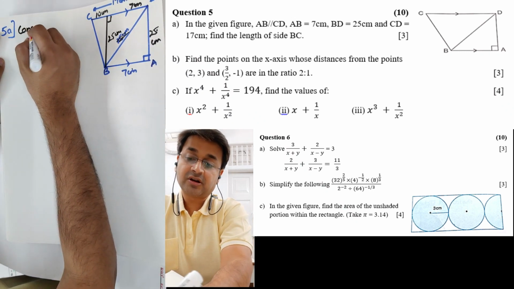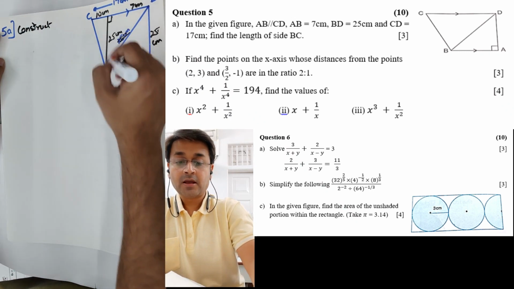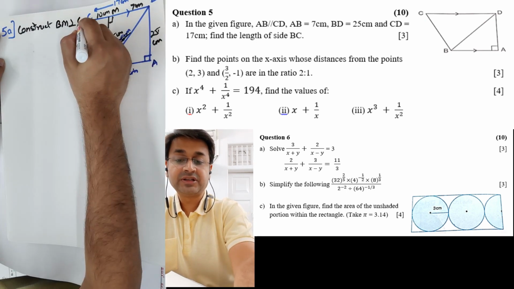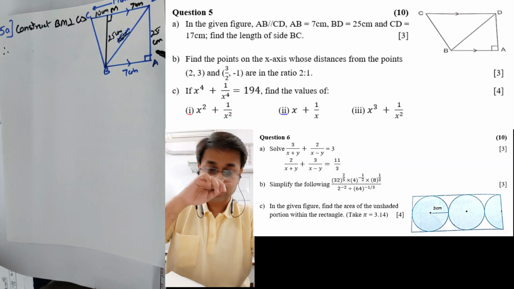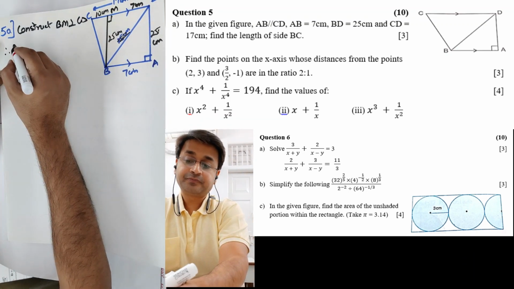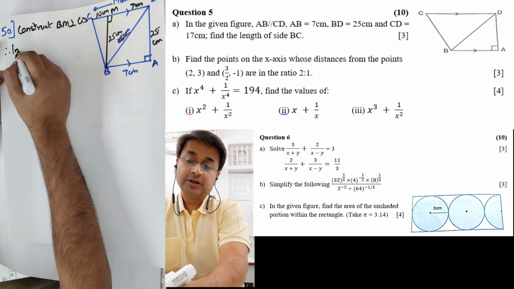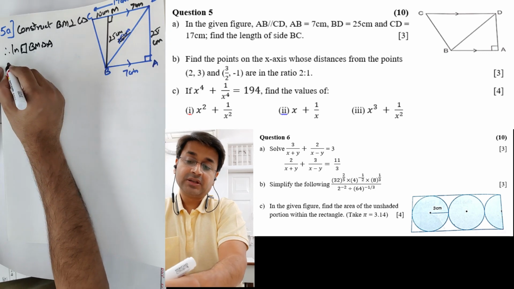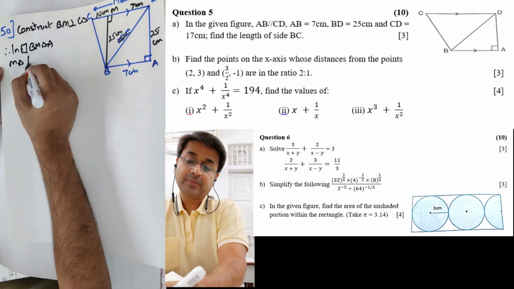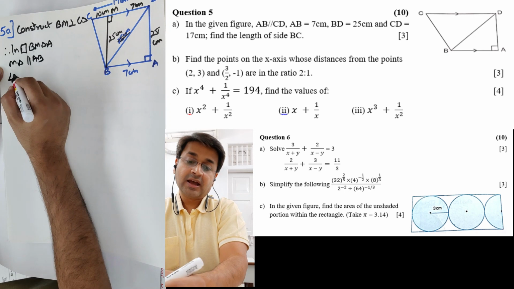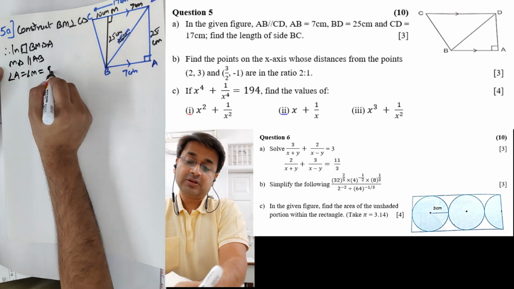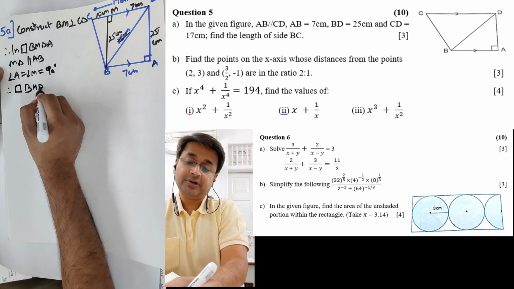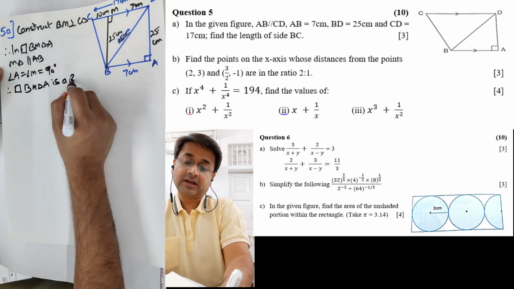So you will say construct BM perpendicular to CD. Okay. So once you have constructed this, you can say therefore in quadrilateral BMDA, we can say that MD is parallel to AB and angle A equals angle M equals 90. No need to give any further reason. Directly say therefore BMDA is a rectangle.